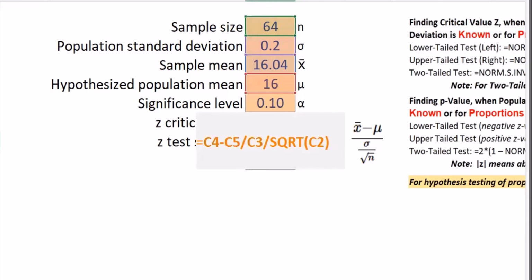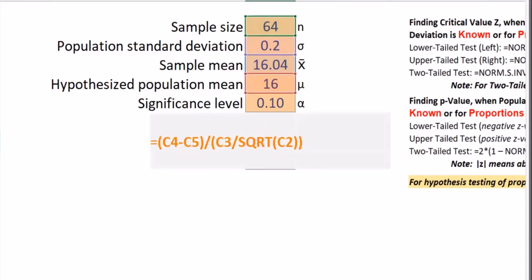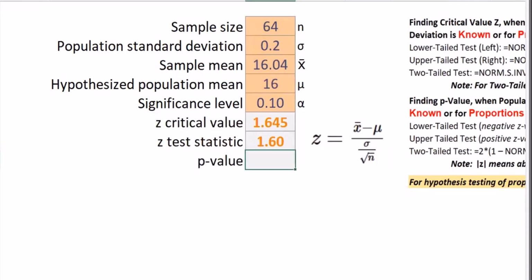Let's put our denominator in parentheses just to make sure. And then let's also put our numerator in parentheses to make sure we get all of our order of operations done correctly. And that gives us 1.60. You need to use the critical value approach. I do have the p-value box in here in the case that you do need to calculate the p-value. But in this case, we're going to use our critical value approach.